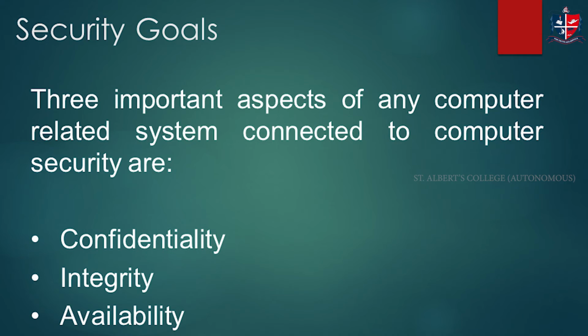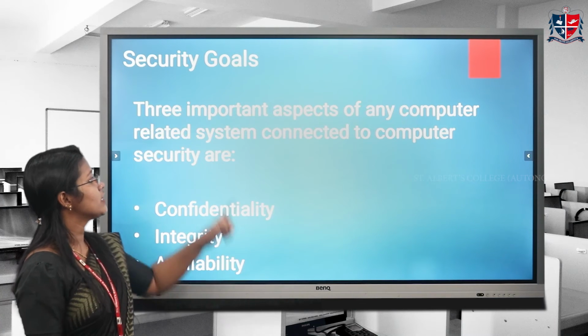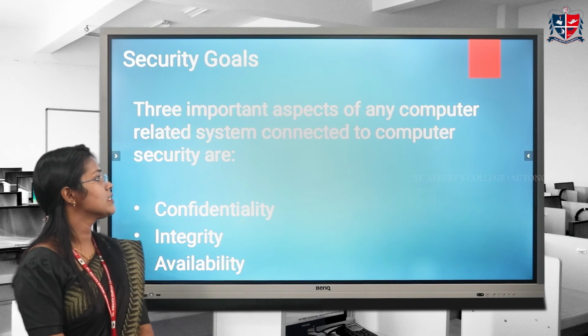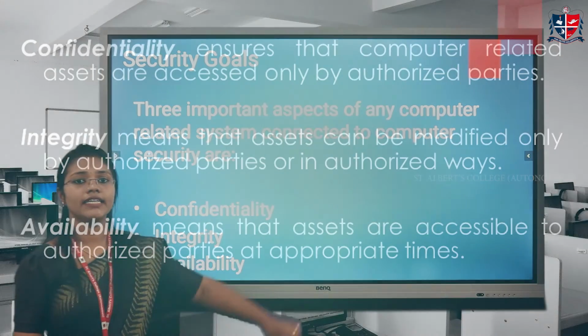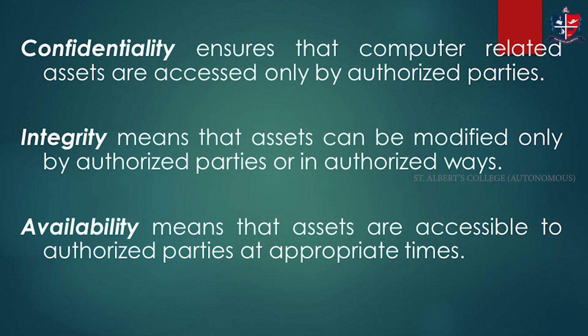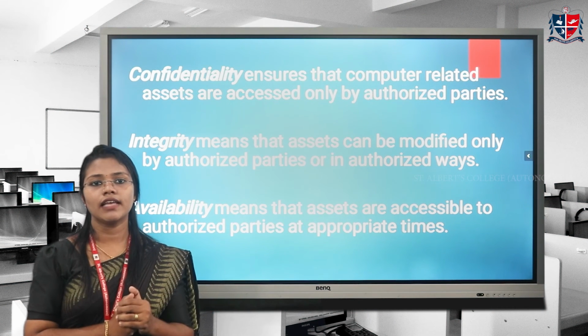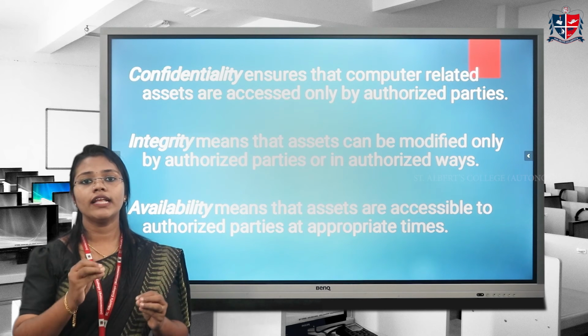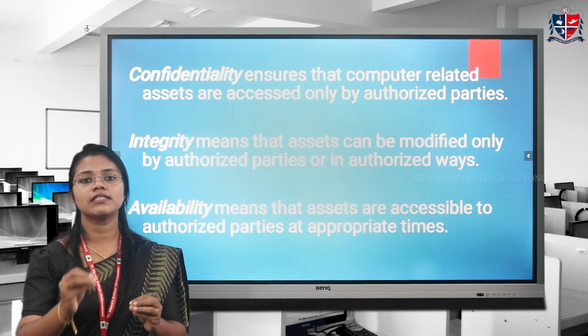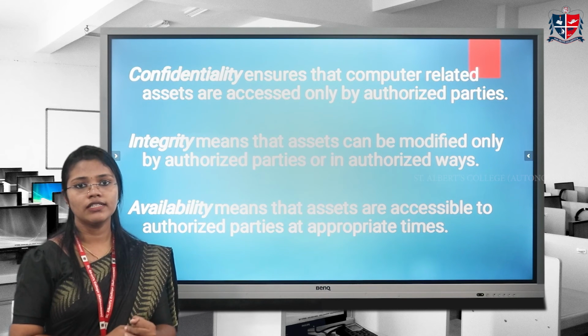So to avoid all these things in computer security, we have the CIA triad: confidentiality, integrity, and availability. The three important aspects of any computer-related system connected to a computer network are the CIA triad. So what is confidentiality? Confidentiality means the computer-related assets are accessed only by authorized persons. Only authorized persons can access the information or the system.